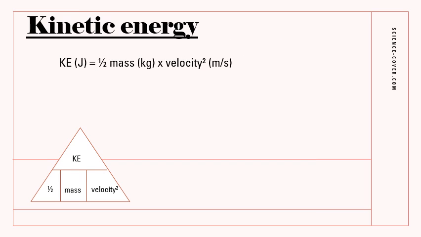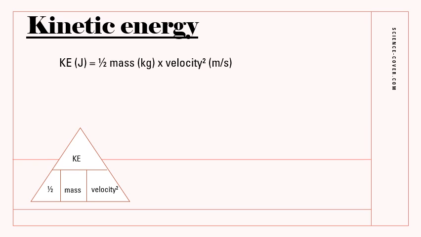Let's have a look how to calculate the kinetic energy, or the movement energy, of an object. The kinetic energy can be calculated using the equation half times the mass times the velocity squared, where the kinetic energy is in joules, the mass is in kilograms, and the velocity is in meters per second.